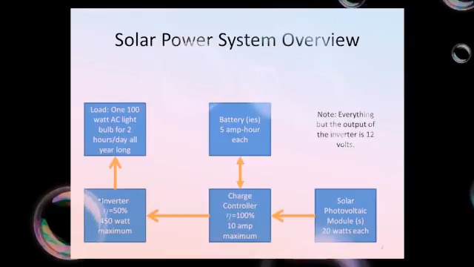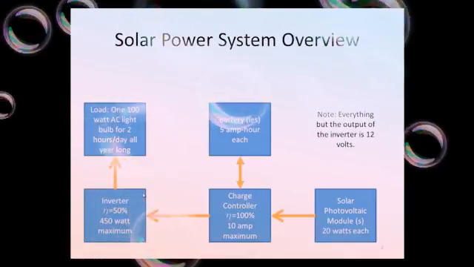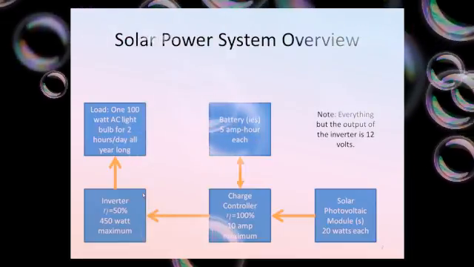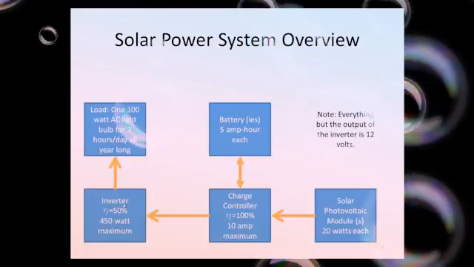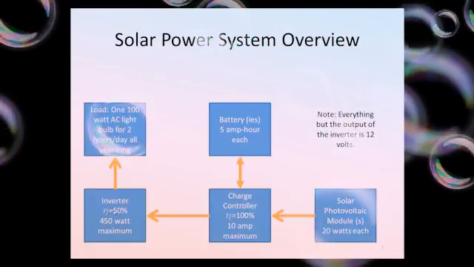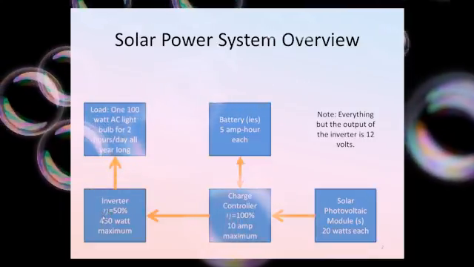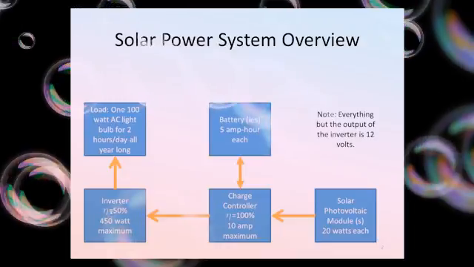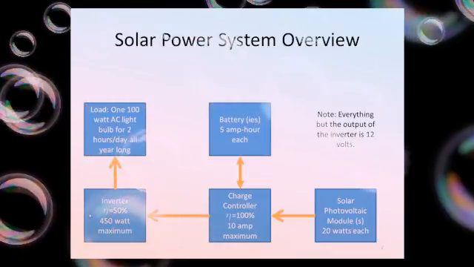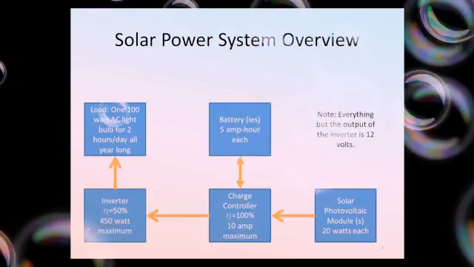Then we have an inverter. What an inverter does is it takes DC electricity and converts it to AC electricity, and it loses some electricity along the way. So we're going to assume that our efficiency is 50%. Efficiency a lot of times is labeled with a Greek letter called eta, which is right here. So whenever you see eta, think efficiency. And our inverter has a maximum power rating of 450 watts. So we'll have to take that into account.